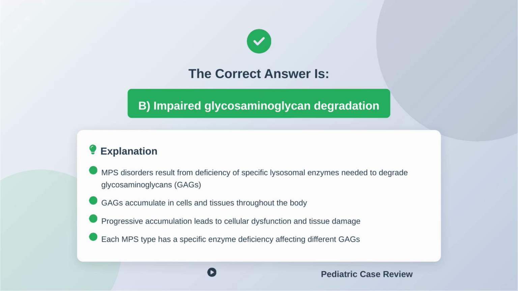Mucopolysaccharidoses are characterized by impaired glycosaminoglycan degradation. These disorders result from deficiencies in specific lysosomal enzymes needed to break down glycosaminoglycans, formerly called mucopolysaccharides. This leads to progressive accumulation of these substances in various tissues and organs, causing multisystemic dysfunction. Each MPS type has a specific enzyme deficiency affecting particular glycosaminoglycans.